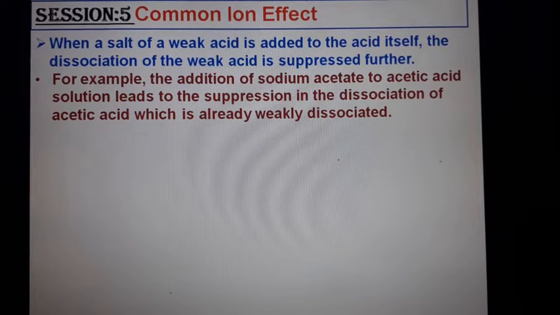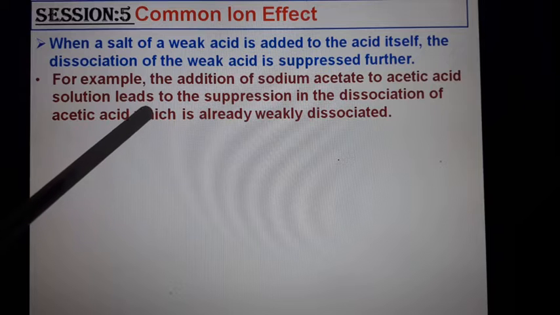For example, the addition of sodium acetate to acetic acid. Sodium acetate is the salt of acetic acid. The solution leads to suppression in the dissociation of acetic acid, which is already weakly dissociated.